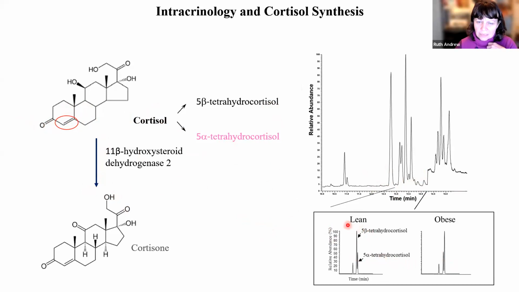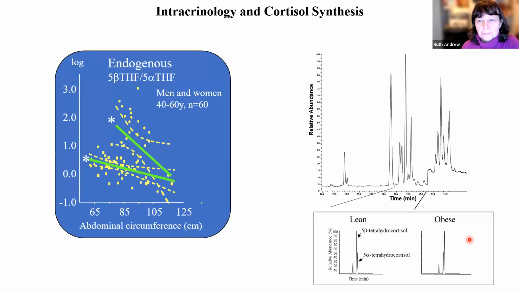So, for example, what we tended to find that people that were lean had more of the 5-beta form, and people that were obese had more of the 5-alpha. So it's typical, as you do with pediatric profiling of steroids, you can see the pattern change. We didn't really know at the outset if this was really important or not, but we studied this in a number of populations, and we consistently got this pattern.